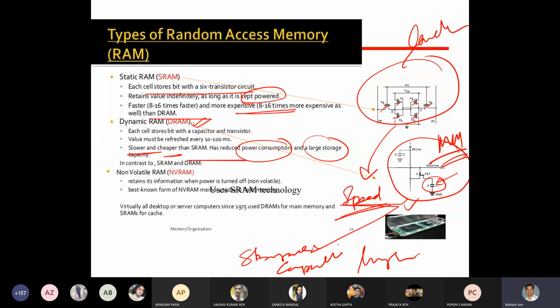And non-volatile RAM, that is NVRAM, retains all information when power is turned off. It is used particularly in virtual desktop and server computers, since we use DRAM for the main memory and SRAM for cache. So this is the point I would like to mention here.